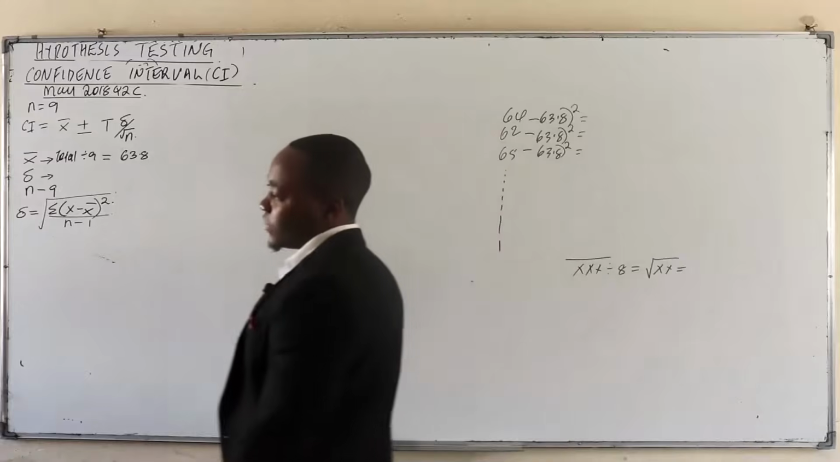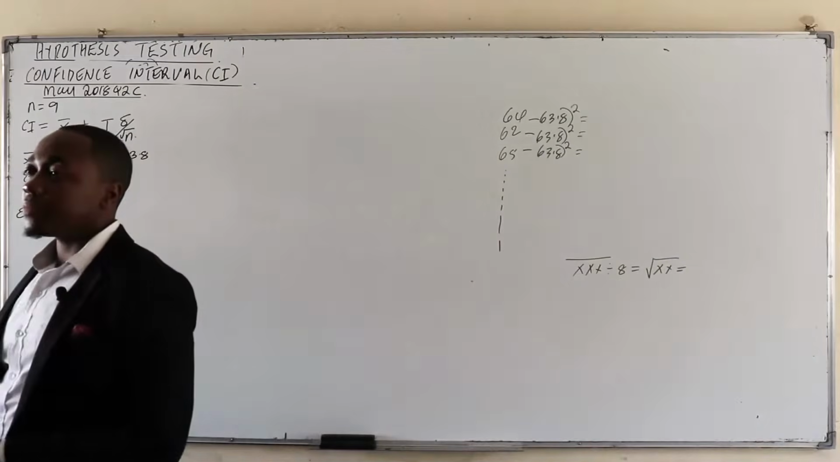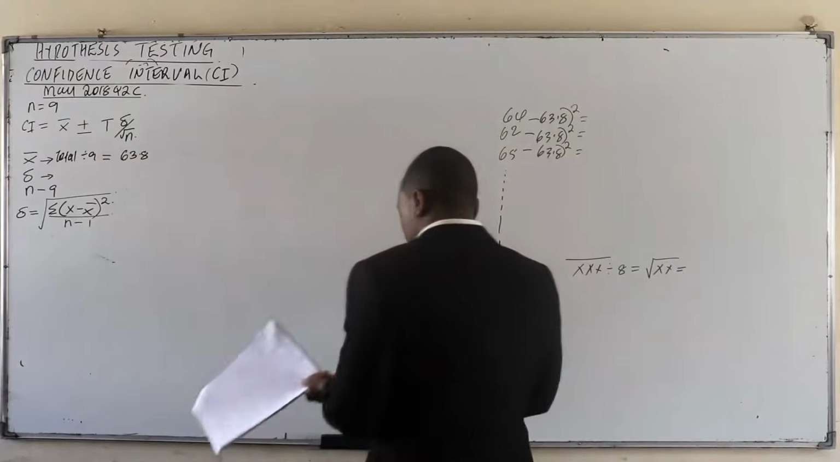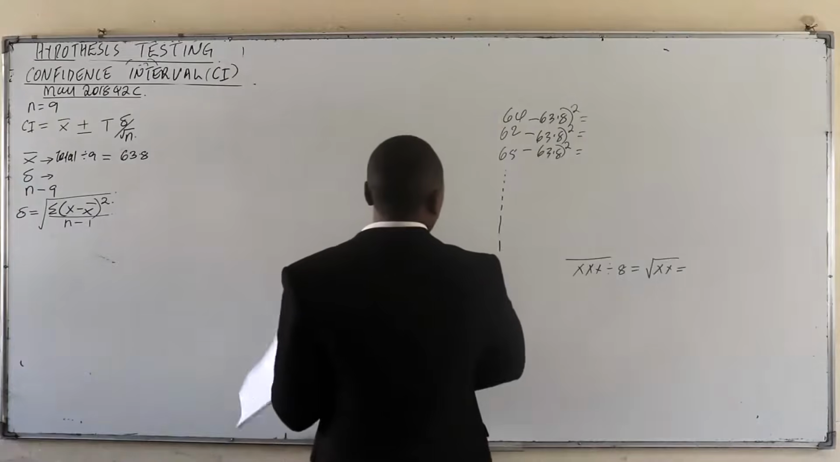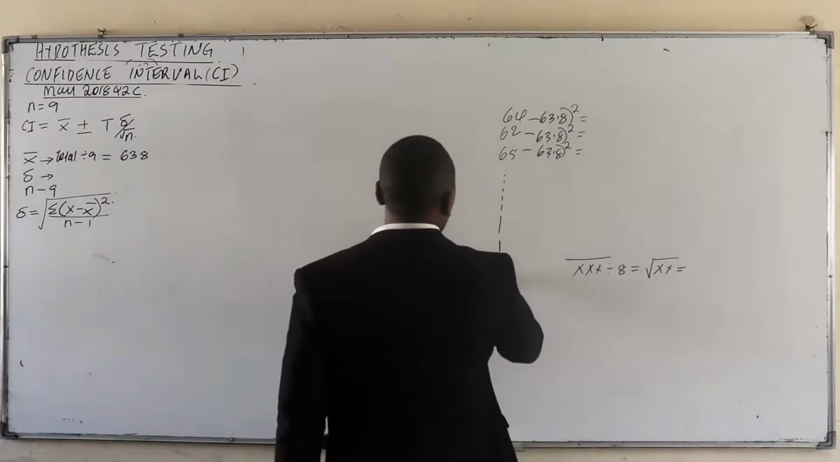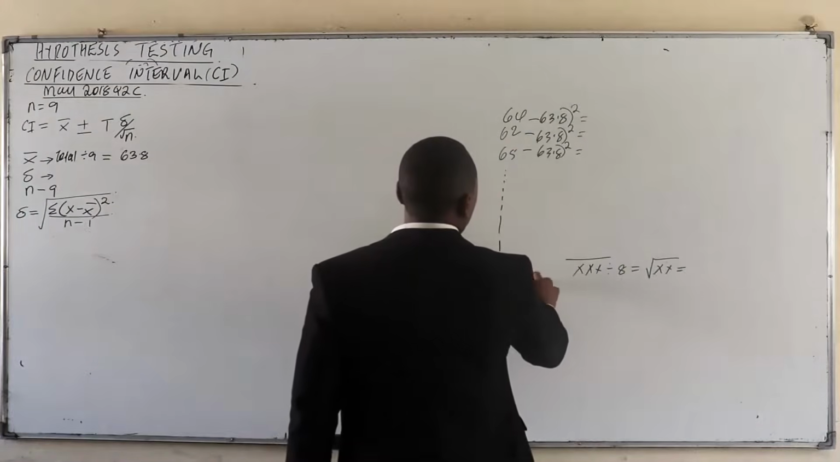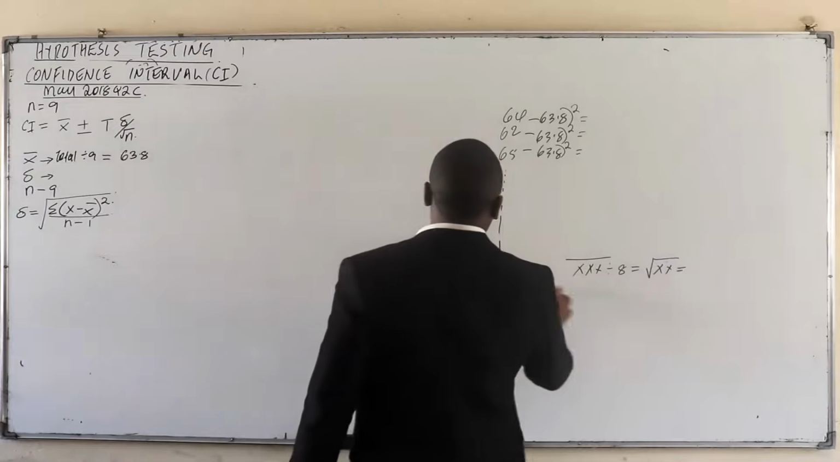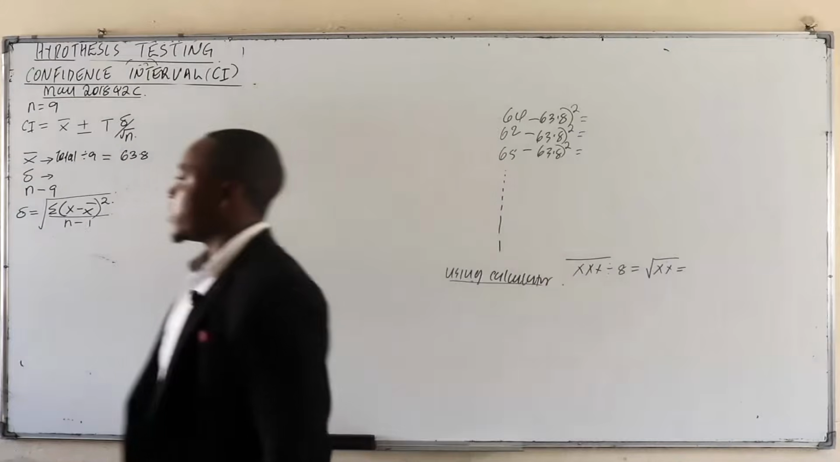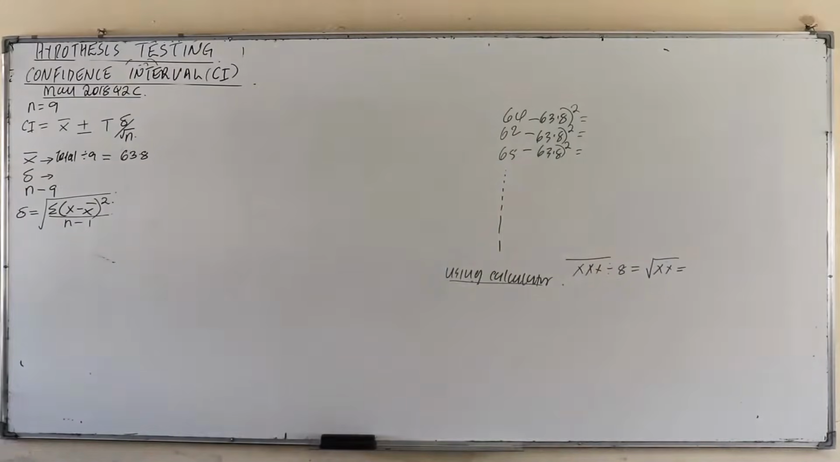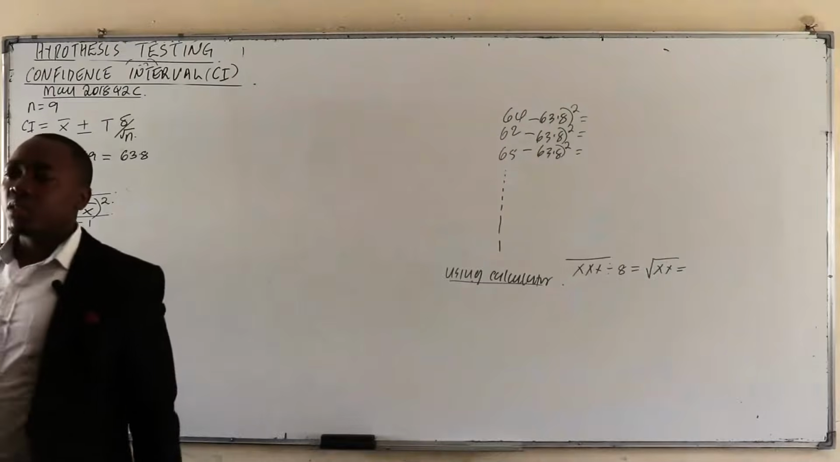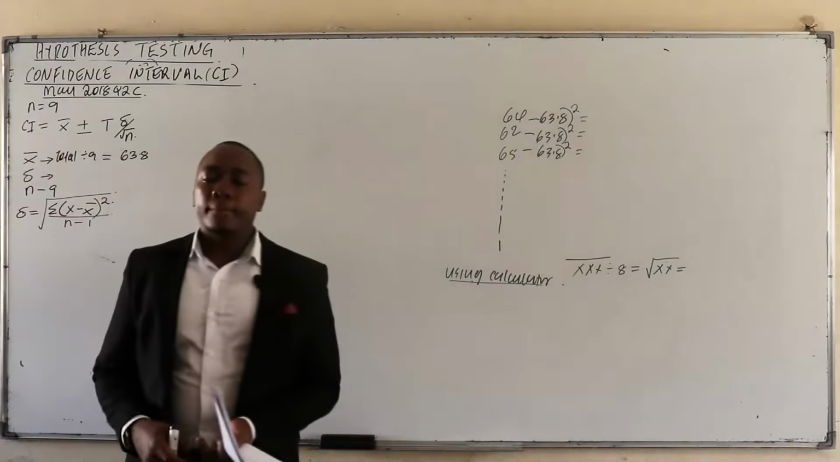Or alternatively, you can use a calculator. So take out your calculator. Using the calculator, get the mean and the standard deviation. First step, you clear: Shift, Mode, 3, equals. I hope you have cleared.